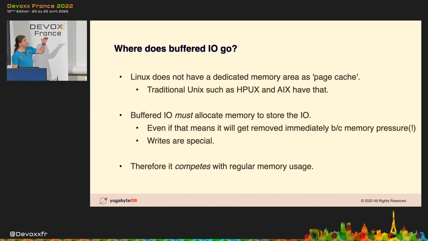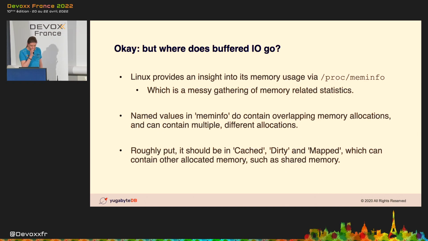So, but where does that go? That is the upper topic, the topic of this slide. Where do these buffers go? Because I didn't really say that. Well, Linux provides you in the proc file system. The proc file system is a meta file system which allows you to see and set things in the kernel. And proc meminfo will tell you details about how memory is used by the operating system.